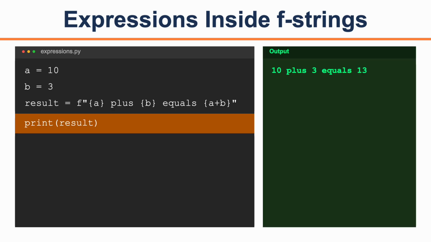The final line passes the result to the print function. Python evaluates the expression inside the braces, gets the value 13, and inserts it into the string. The output shows the calculated result inline.